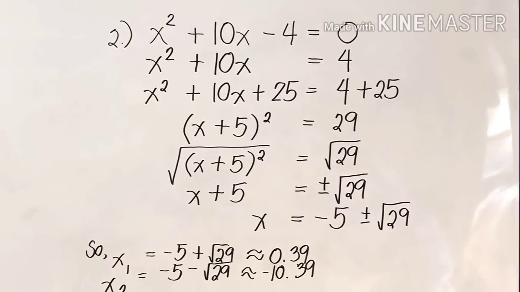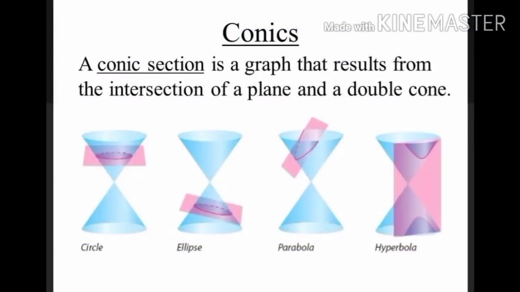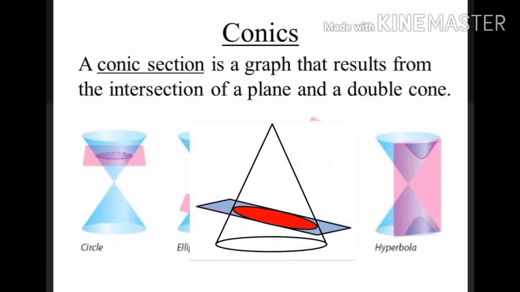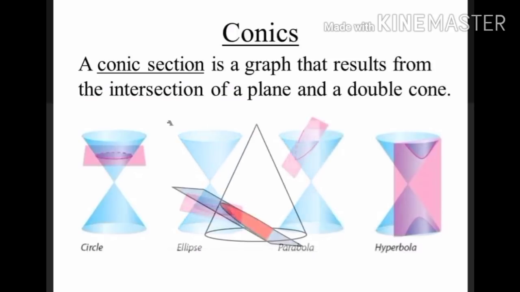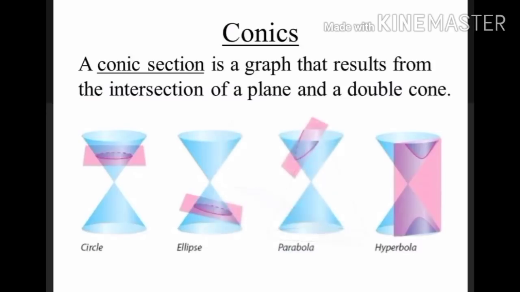With this review, we can now proceed to the main topic, the conic sections. Let's start with the definitions. A conic section is a graph that results from the intersection of a plane and a double cone. A circle is formed when the plane is perpendicular to the axis of the cone. An ellipse is formed when the tilted plane intersects only one cone to form a bounded curve.